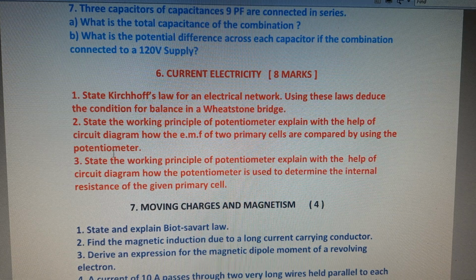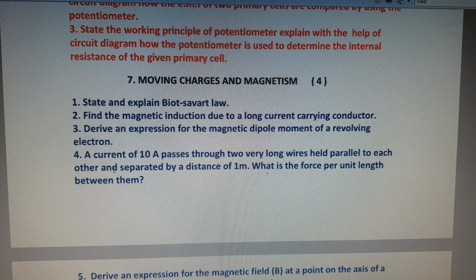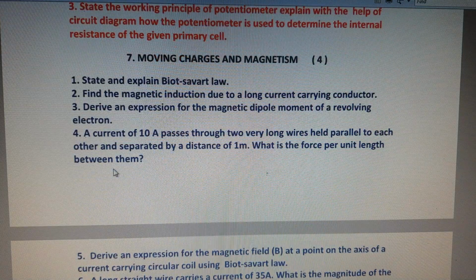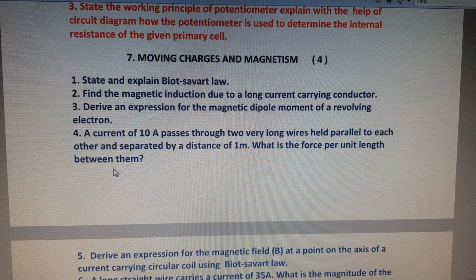So this chapter will contain three 8-mark questions, but only one question will be asked in the IPE examination. And the next one is the seventh one, moving charges and magnetism. This chapter will contain a total of eight questions, but only one question will be asked in the IPE examination.